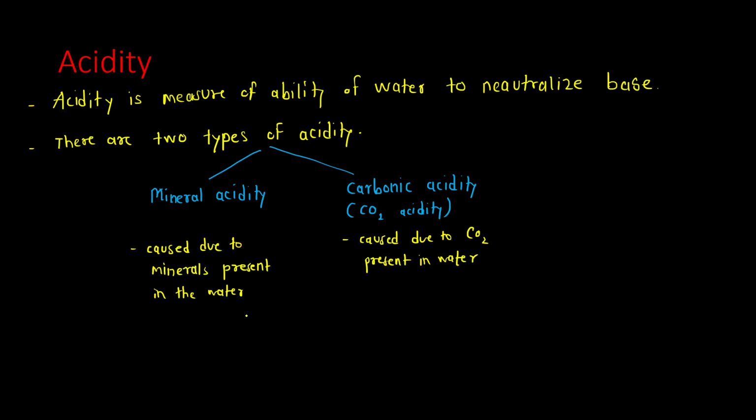Now in this also, which of the acidity is more strong, that is, which is more acidic? Is the mineral acidity more, or the carbonic acidity more? The stronger is mineral acidity. So the pH range for mineral acidity lies between 0 to 4.2, and the pH for carbonic acidity ranges from 4.2 to 8.2.